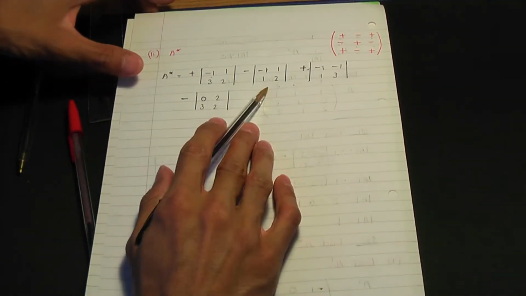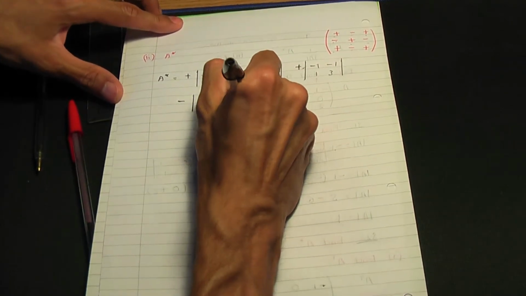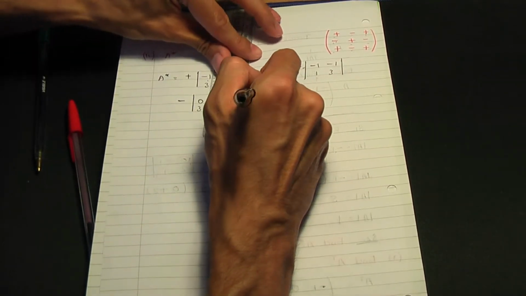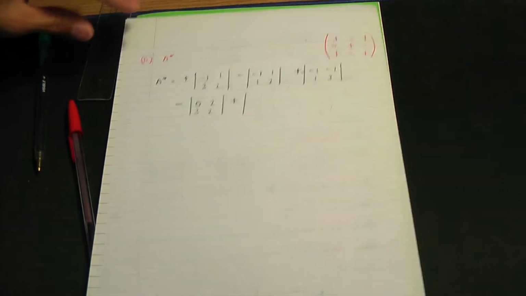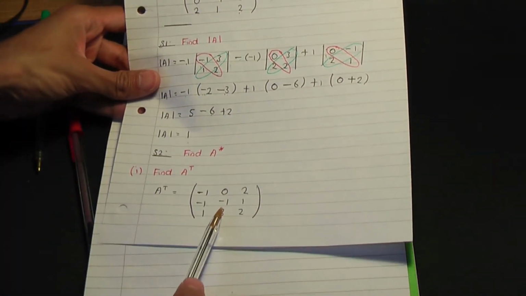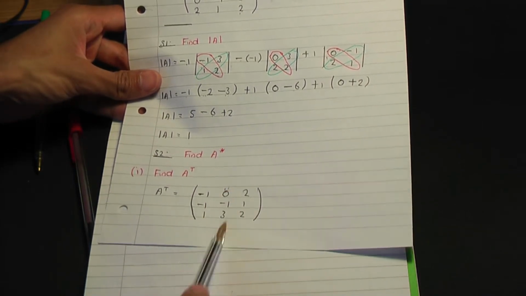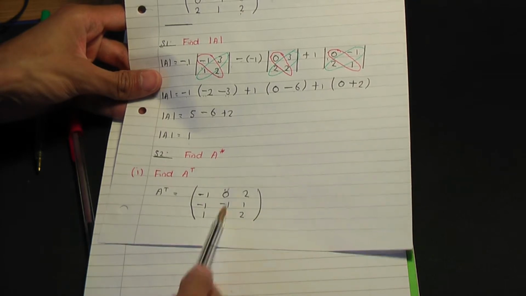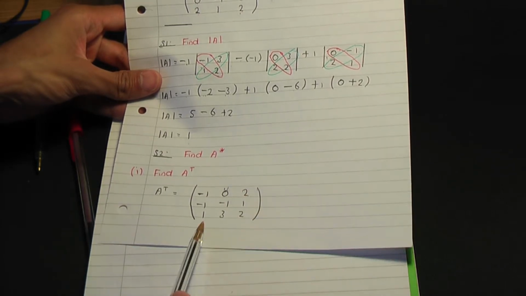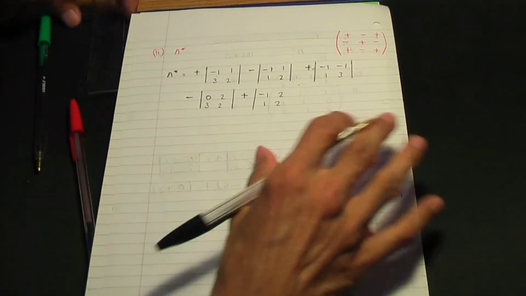Second element of row 2, sign associated is a plus. So write down plus. Then let's figure out the minor of that element. So if we go to our transpose matrix, minor of -1, ignore the row and the column. So the elements of that determinant are -1, 2, 1, 2.